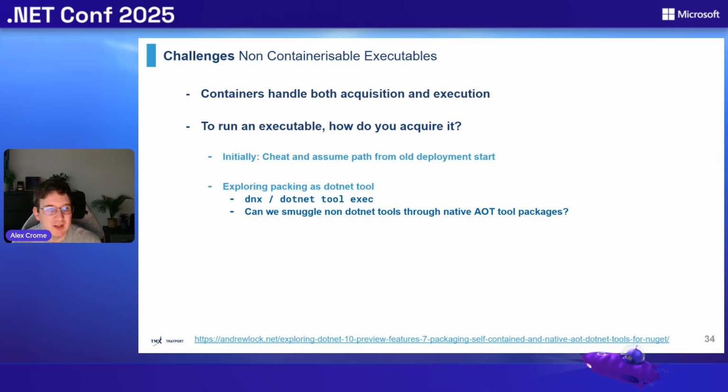We started off by cheating. Our monolithic deployment deployed a bunch of executables to well-known paths, so we could cheat to start off with and just use that path. We're exploring, and I've got a proof of concept not quite ready to show yet, using dotnet tool to share these around, and there's also some new capability in dotnet 10 that can help with this. So dotnet tool exec allows you to install a tool and run it in one go. It's also got some native tooling capabilities for AOT apps, and we think we might be able to smuggle non-dotnet tools into dotnet packages like that.